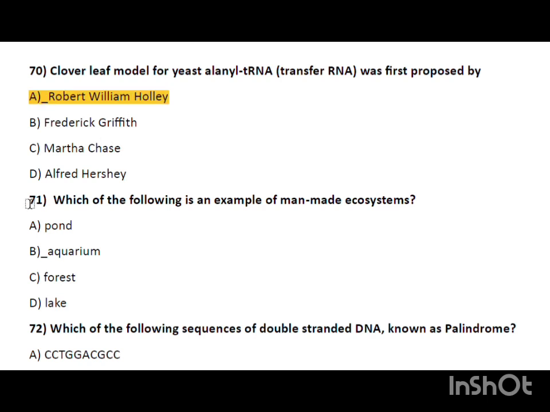Question number 71. Which of the following is an example of a man-made ecosystem? Option A pond, option B aquarium, option C forest, option D lake. The correct answer is option B aquarium. Man-made ecosystem examples, other examples are crop field, aquarium, etc.